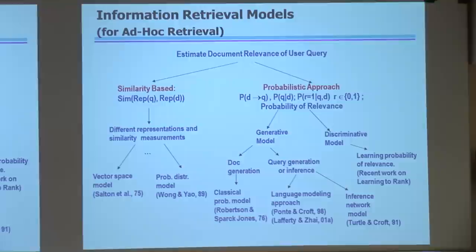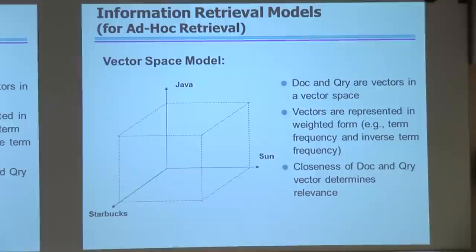So I would like to elaborate a little bit on these three approaches: the vector space model, the generative language modeling approach, and also the discriminative learning to rank approach. So first of all, the vector space model. As I mentioned, we would like to represent the user query and available documents, or web pages in this case, in a unified vector space. For example, we may utilize the individual keywords as the dimensions in this vector space, and we calculate some type of weighting schema for representing all of the documents as well as the user query in this vector space.